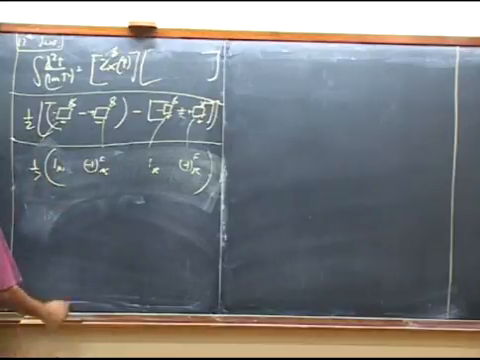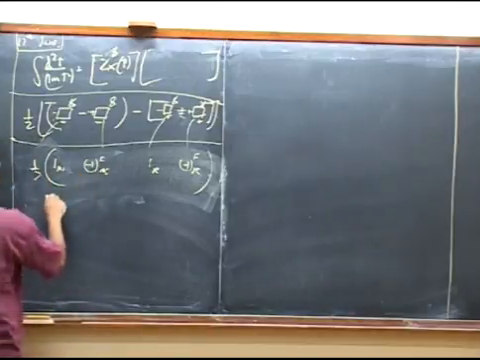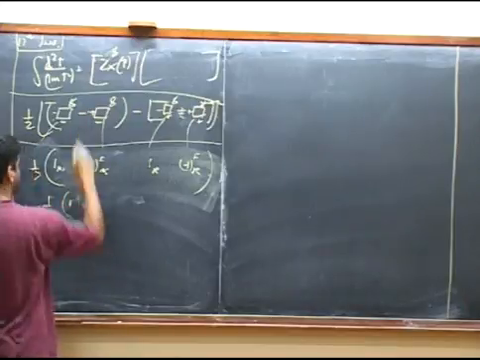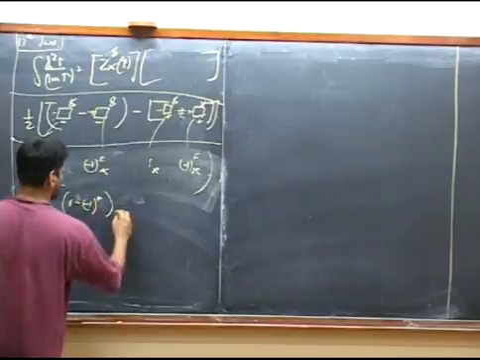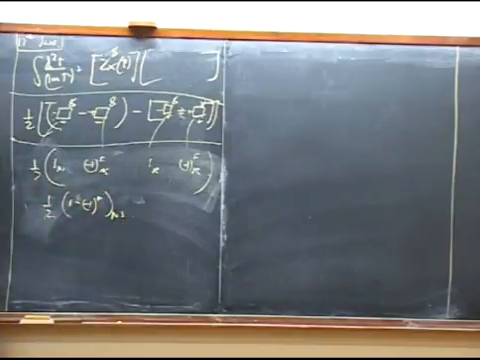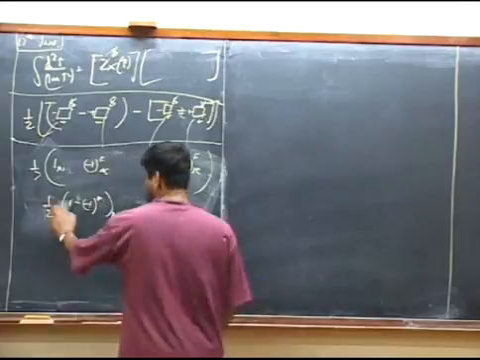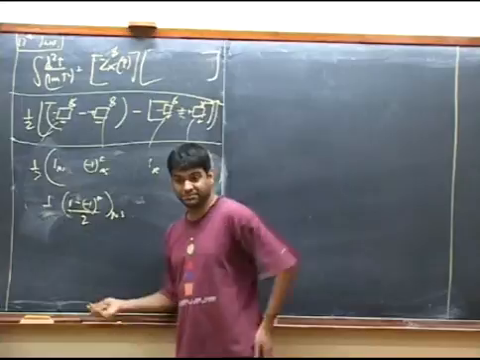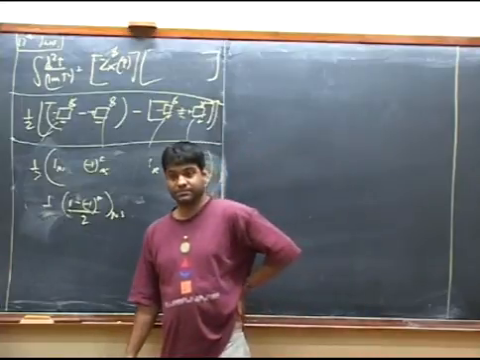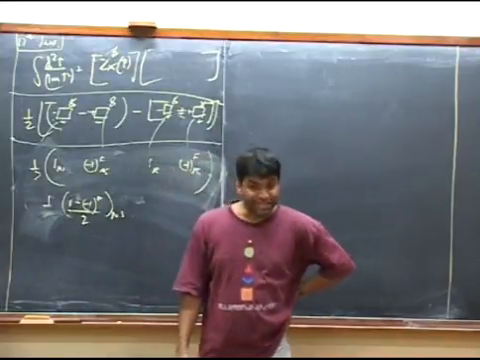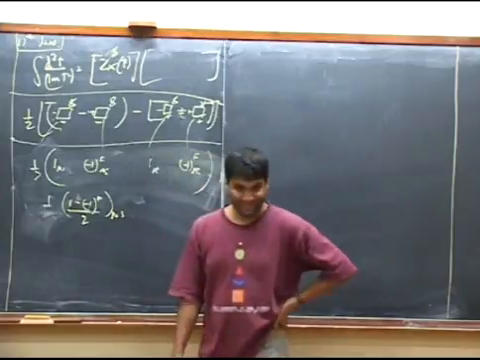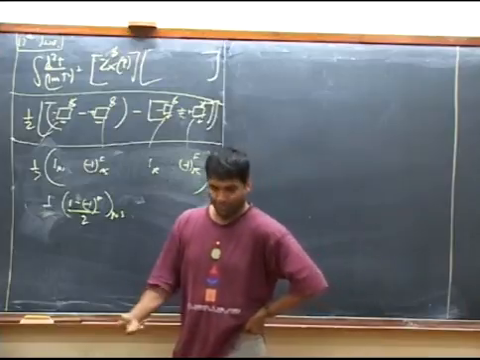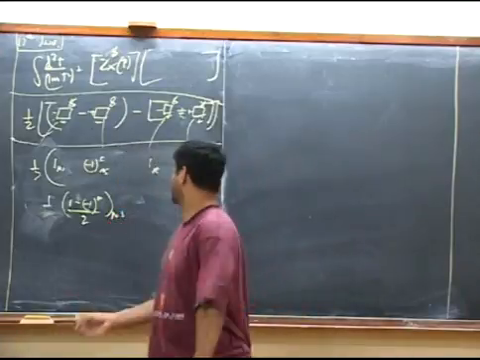Okay, now let's look at the NS sector. So that's half of 1 plus -1 to the power f, 1 minus -1 to the power f in the NS sector. What is the interpretation of that? This is the projector onto -1 to the power f equal to -1. It's the projector onto odd fermion number. Right. Okay. So why was this the right thing?